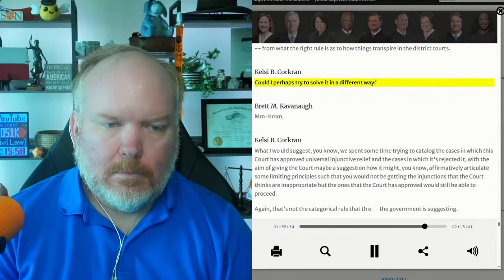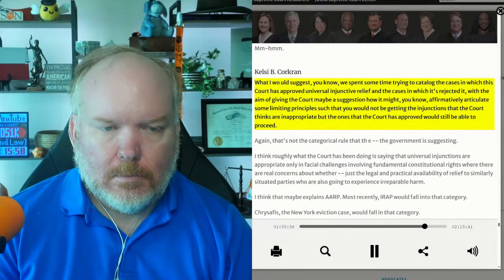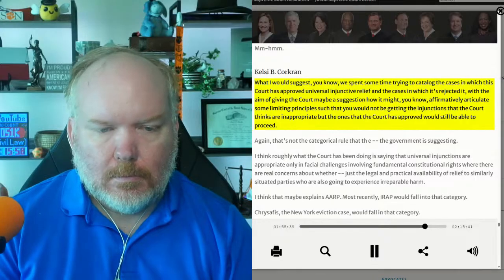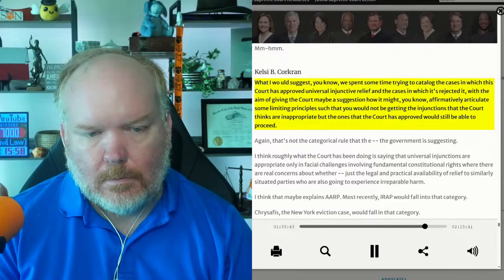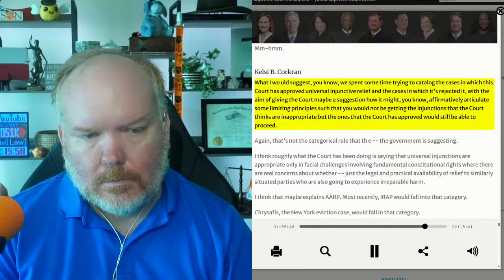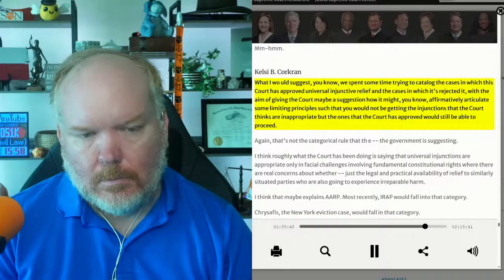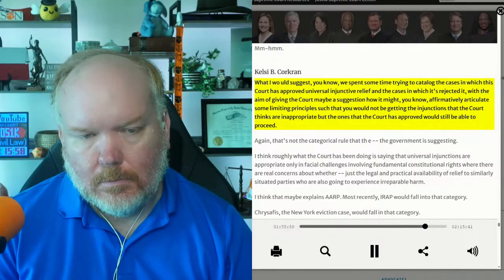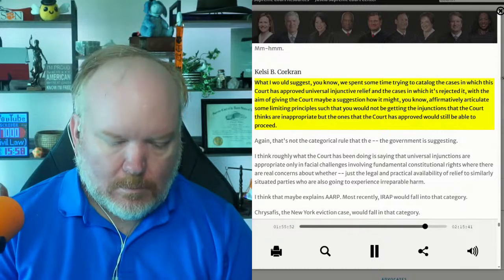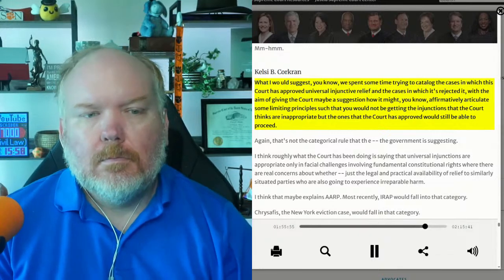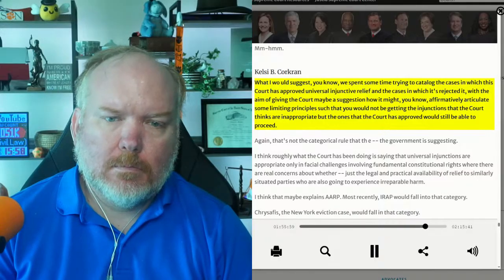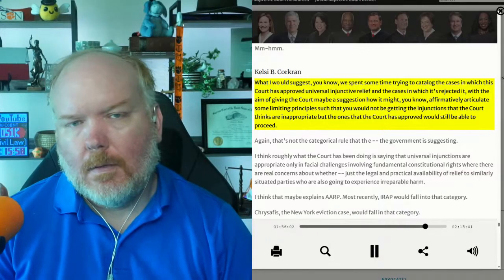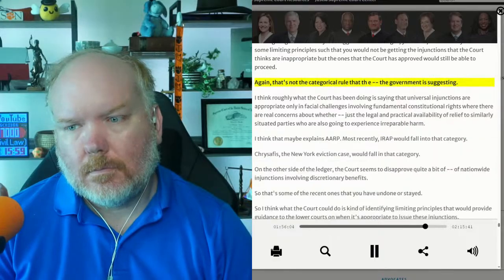Could I perhaps try to solve it in a different way? What I would suggest, we spent some time trying to catalog the cases in which this court has approved universal injunctive relief and the cases in which it's rejected it with the aim of giving the court maybe a suggestion on how it might affirmatively articulate some limiting principles such that you would not be getting the injunctions that the court thinks are inappropriate, but the ones that the court has approved would still be able to proceed. Again, that's not the categorical rule that the government is suggesting.